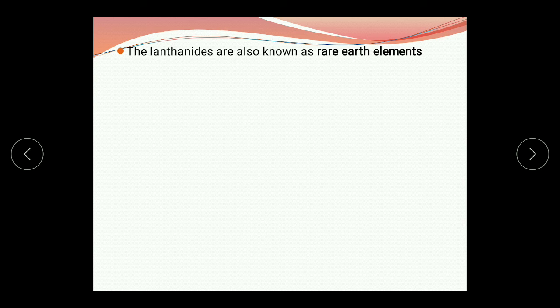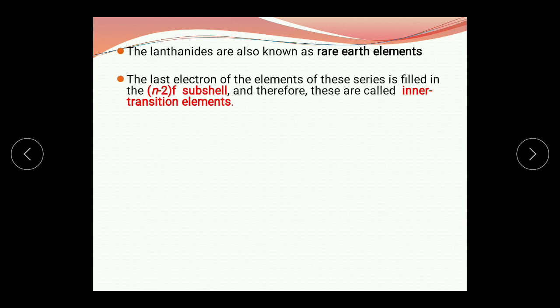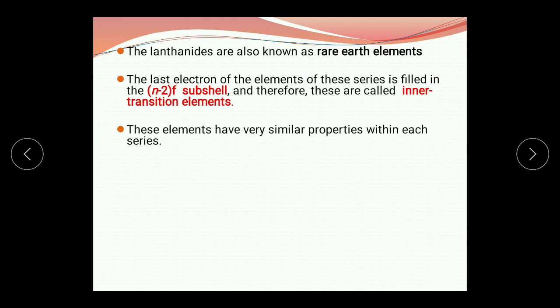The lanthanides are also known as rare earth elements as they are found very rarely in the earth's crust. The last electron of these elements is filled in the n-2 subshell. In the transition series it is n-1 d, and here it is n-2. That means not ultimate, not penultimate, but the pre-penultimate shell. Electrons are added to the pre-penultimate shell. Hence, these are called inner transition elements. They have very similar properties within each series.